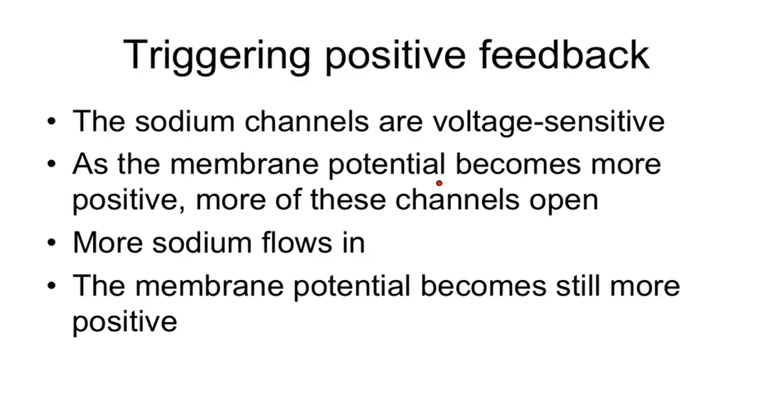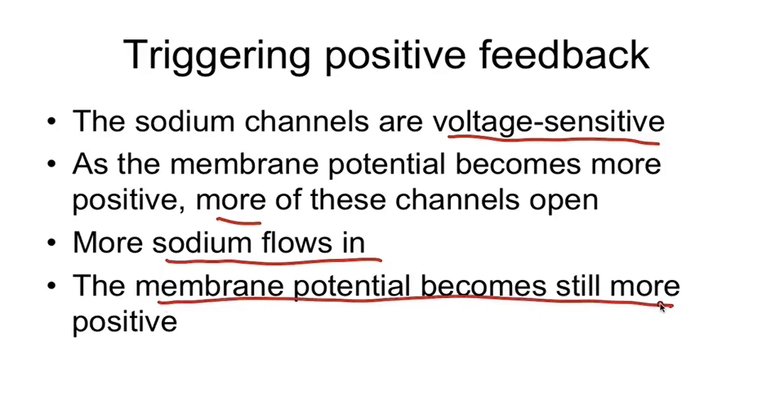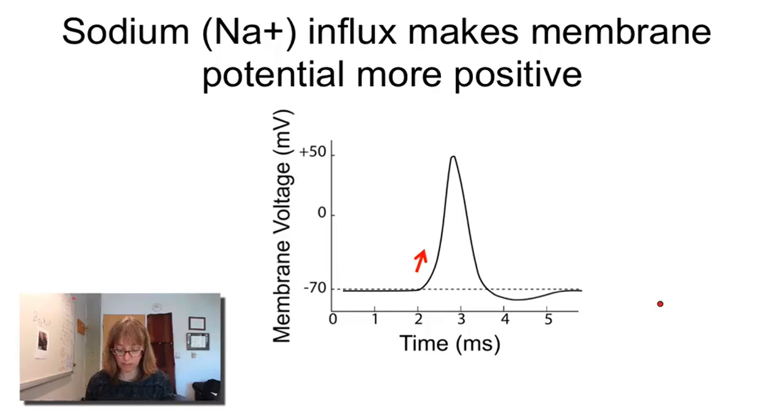And that involves a positive feedback loop. The membrane contains sodium channels that are voltage sensitive. As the membrane potential becomes more positive, more of these channels start to open, and that allows sodium to flow in. That continued influx of sodium causes the membrane potential to become still more positive. So it goes up and up and up until it approaches about +40 millivolts.